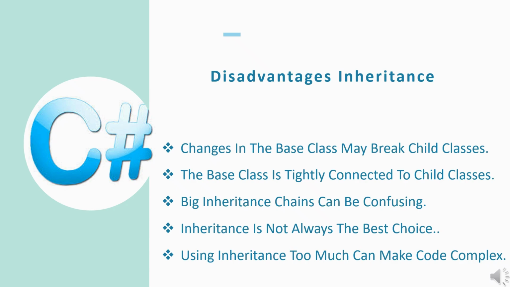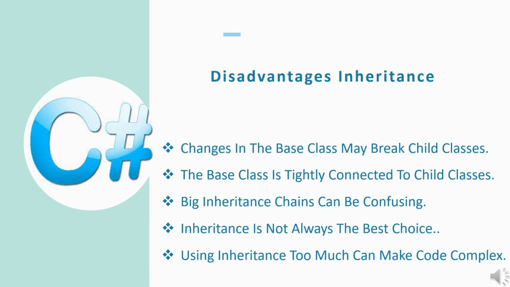Disadvantages of inheritance, with simple explanations. 1. Changes in the base class may break child classes. If you change something in the base class, it might cause errors in the child classes that depend on it. 2. The base class is tightly connected to child classes. Child classes rely heavily on the base class, so they are linked closely.